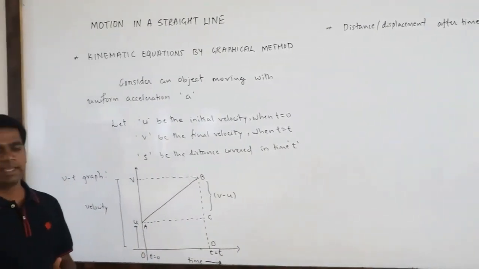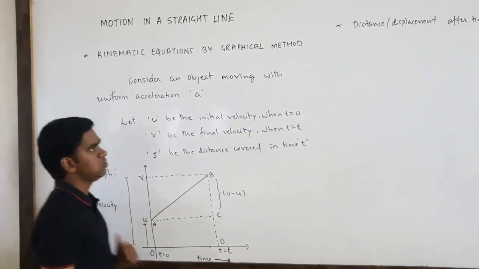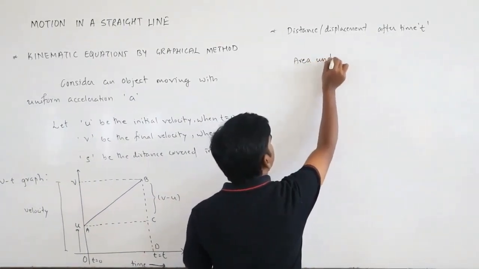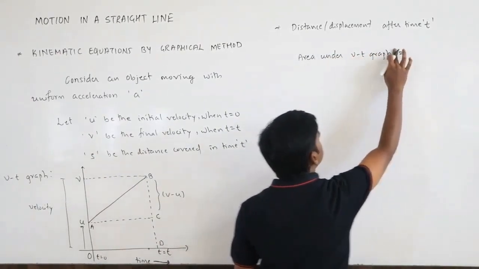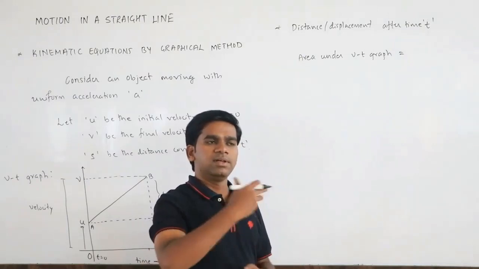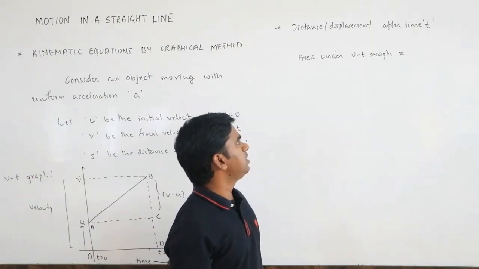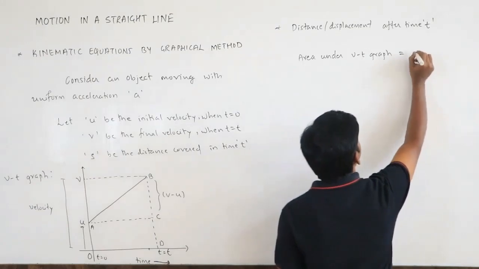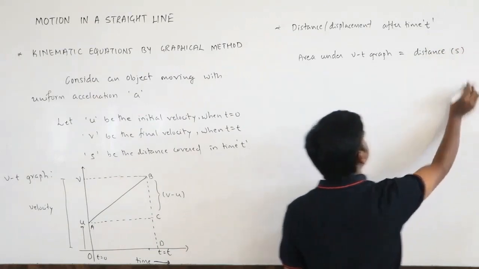What does the area under the velocity versus time graph give you? Try to recall from a few videos or a few days back. What will it give? The area under the VT graph will give you either distance or displacement. So that is what the S is.